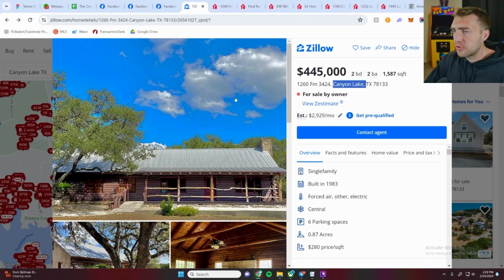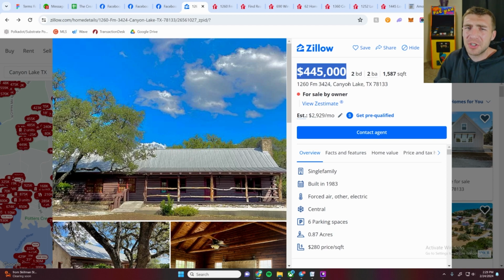All you need to do is just first look at the property. Okay, so we have a $445,000 house in Canyon Lake, Texas. This is between Austin and like San Antonio area, all right? And it's near a lake. So this is a lake house. This is not on the lake, but it's a lake house. So just get an idea of what type of property you're dealing with. Put all this information in your brain.